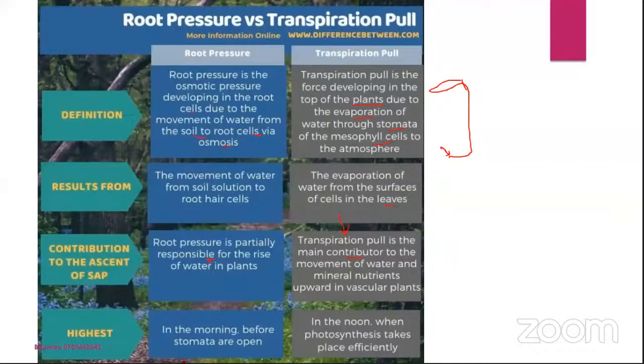Kevin Tumwine, you have a question. Sir, I'm asking, what do you mean transpirational pull controls most of the movement of water up the plant?